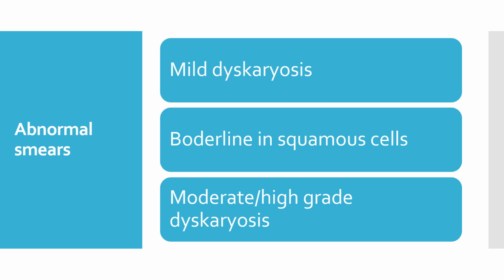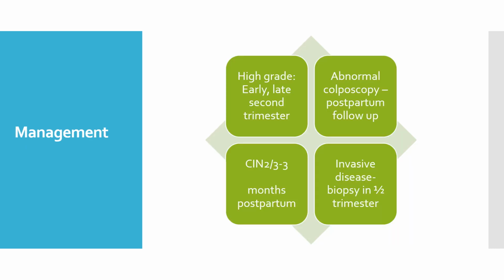Okay, so some of the smear results that you are likely to be asked about are mild dyskaryosis, borderline changes in squamous cells, and moderate to high-grade dyskaryosis on your smear test. Okay, so how do you manage these patients?